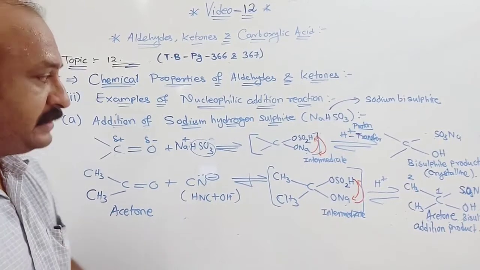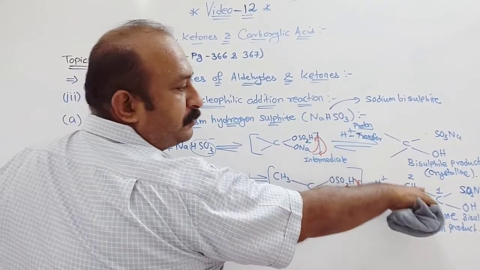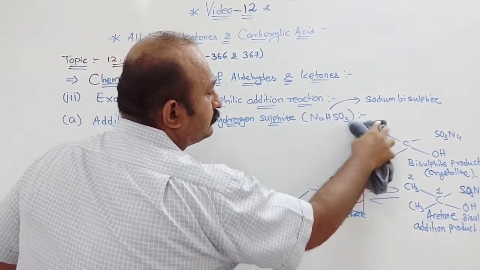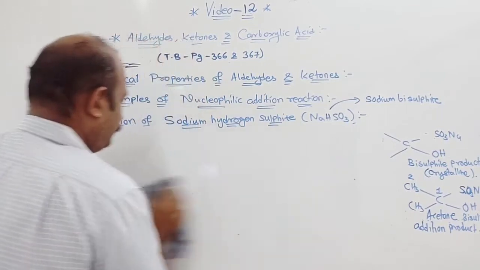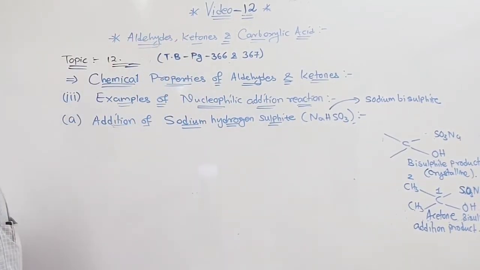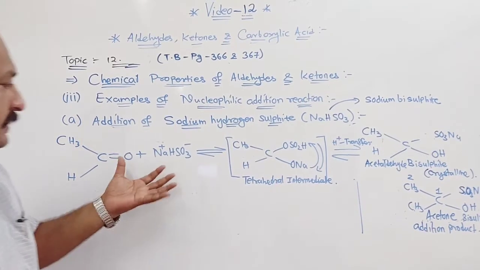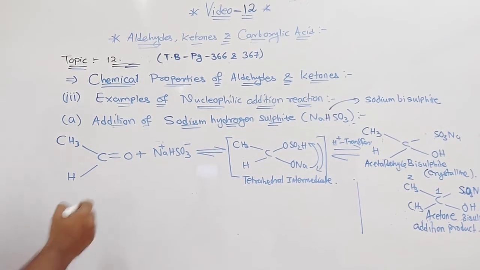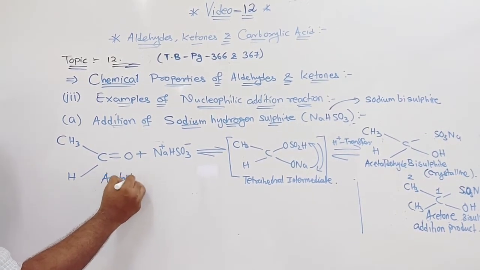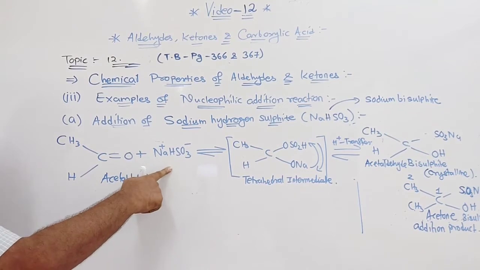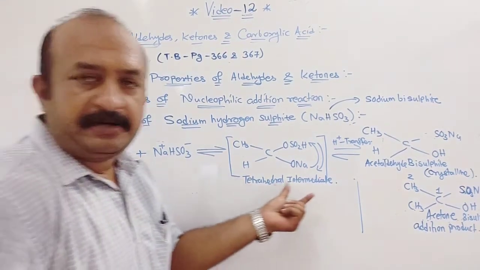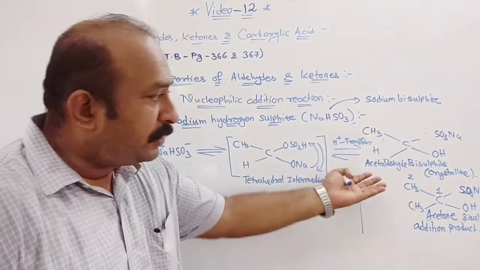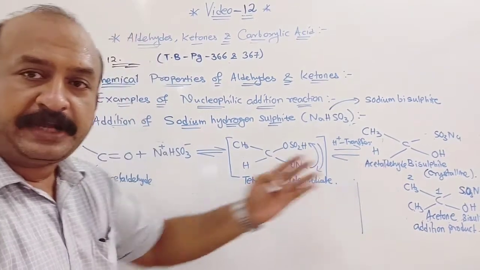Now the next part is, if you use HCl, you can get this product back. I will explain that here. Now you can see what we have seen: whenever a carbonyl group, an aldehyde, I am talking about which aldehyde? Acetaldehyde. Clear? Acetaldehyde when treated with sodium bisulfite gives a tetrahedral intermediate, which on proton transfer gives acetaldehyde bisulfite.